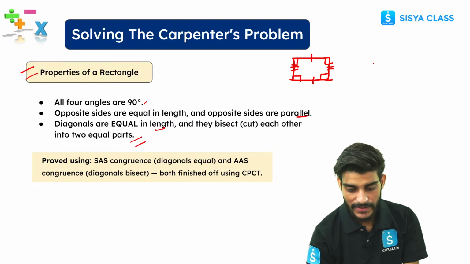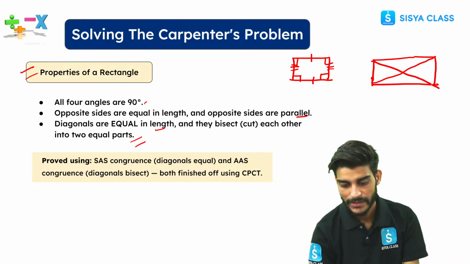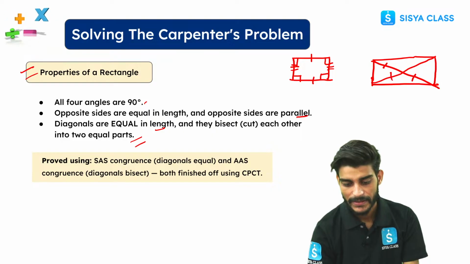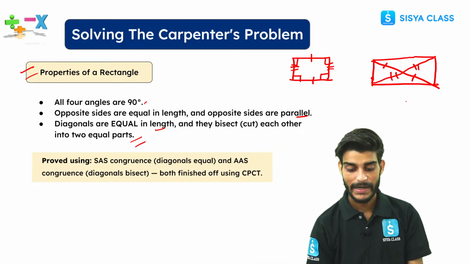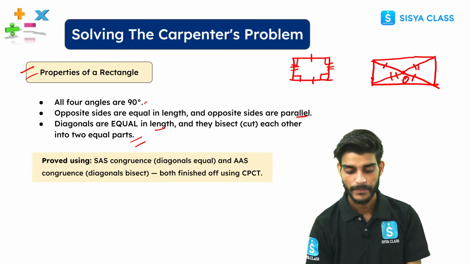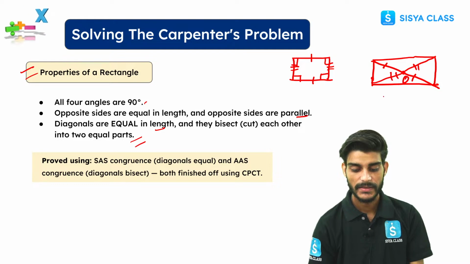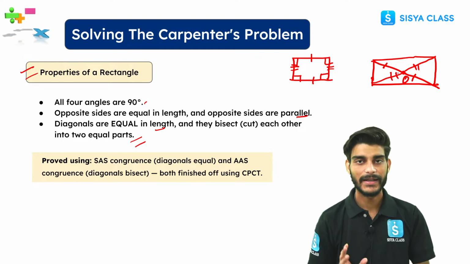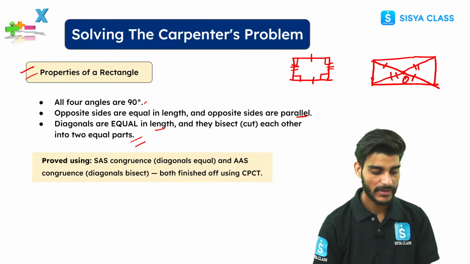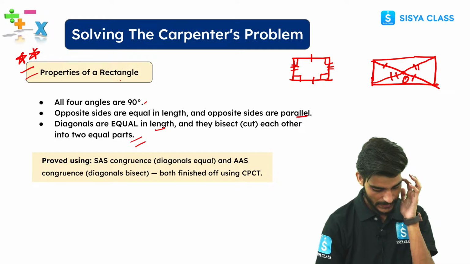They bisect each other into two equal parts means when the diagonals intersect at some point O, they will always bisect each other. Clear to you? So these are the properties of a rectangle you have to remember. I think everyone remembered all these properties. This is very simple. Okay?